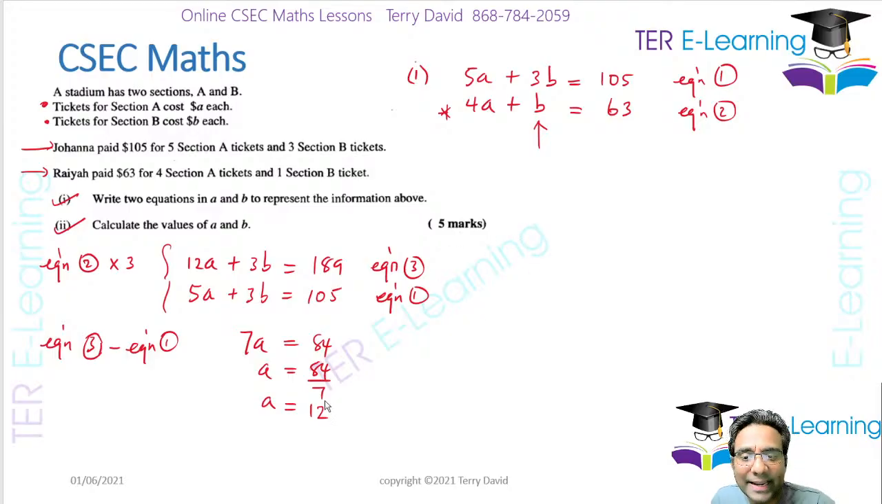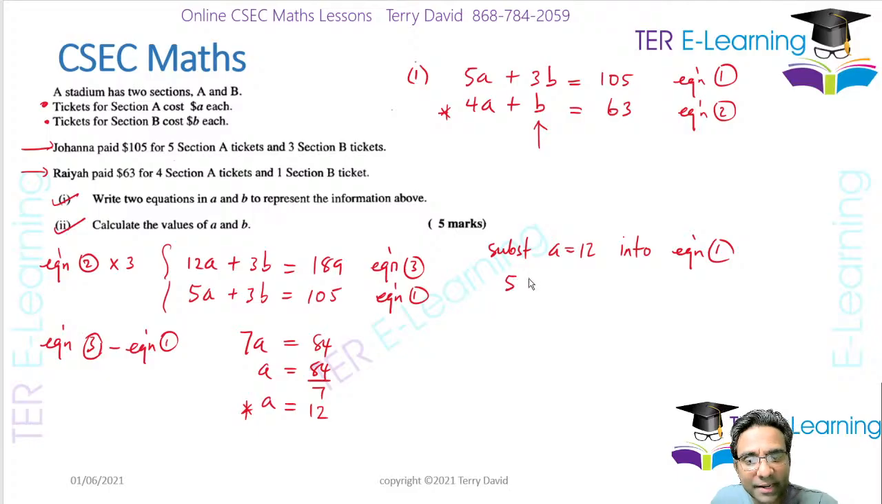So since I know what a is, I can take this value of a and plug it into any one of the equations I want. It doesn't matter which one. So I'm going to substitute a is equal to 12 into, I'm going to choose any equation. Let's go with equation 1 if I want. Doesn't matter which equation, you're going to get the same answer.